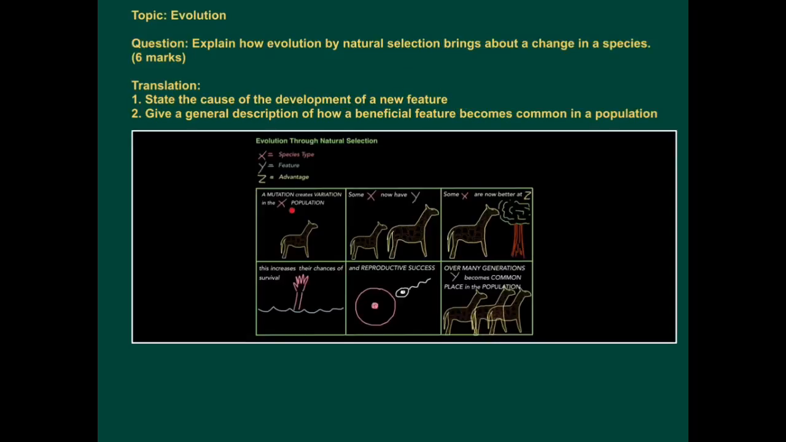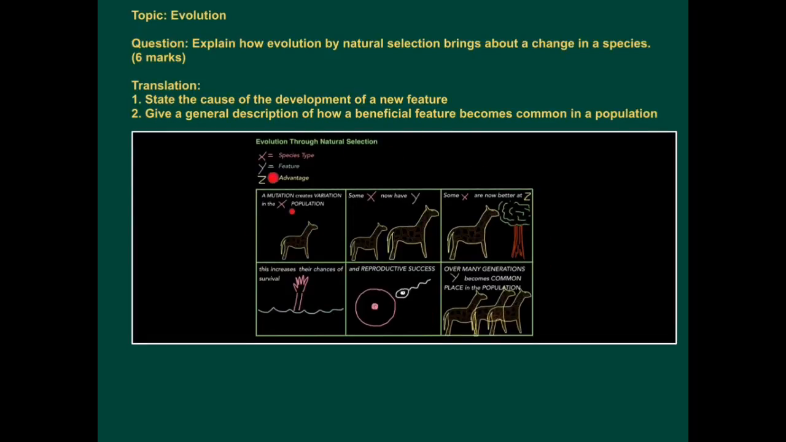what creates new features in organisms, and give a general description of how a beneficial feature becomes commonplace in a population. So you don't have to talk about specific animals, but just talk about natural selection in general. You can use this writing frame to do it.